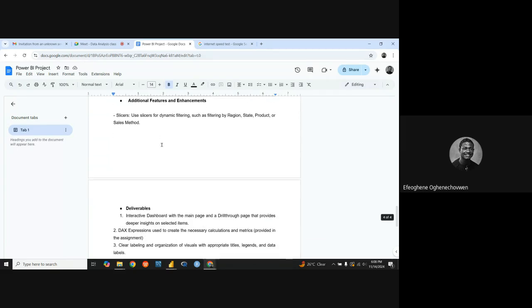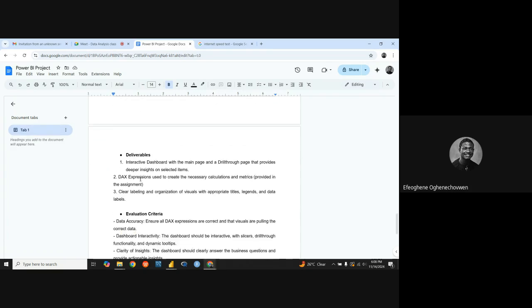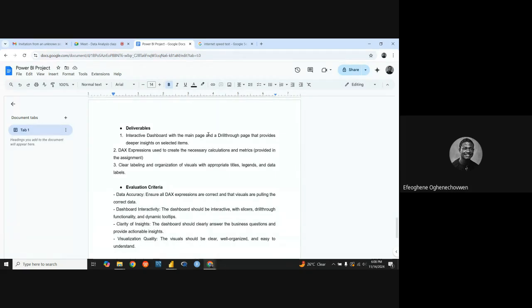Additional features: add slicers, and use slicers for dynamic filtering, such as filtering by region, state, product, or sales method. Deliverables: the interactive dashboard. Your dashboard should be interactive with the main page. We'll answer some questions and I'll show you how to draw insight. All right, so we'll go very fast. You can always come back to catch up.